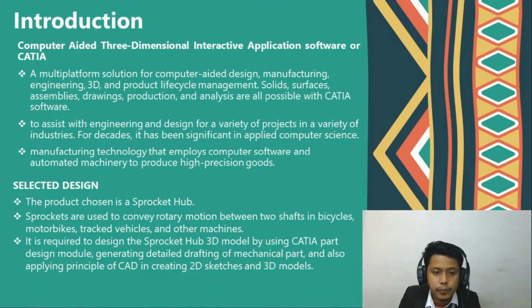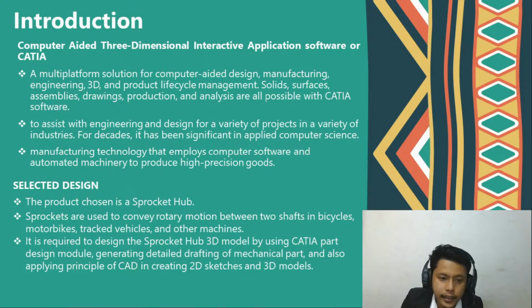CATIA is a multi-platform solution for computer-aided design, manufacturing, engineering, 3D and product lifecycle management. Solid, surface, assembly, drawing, production, and analysis are all possible with CATIA software. It is also used to assist with engineering and design for a variety of projects in a variety of industries. For a decade, it has been significant in applied computer science and also a manufacturing technology that employs computer software and automated machinery to produce high precision goods.